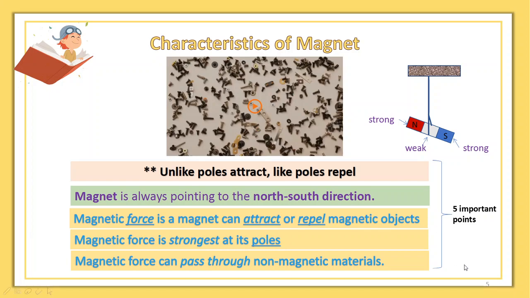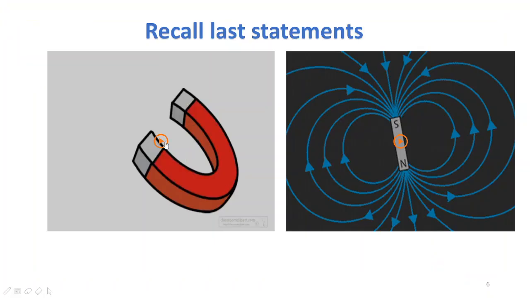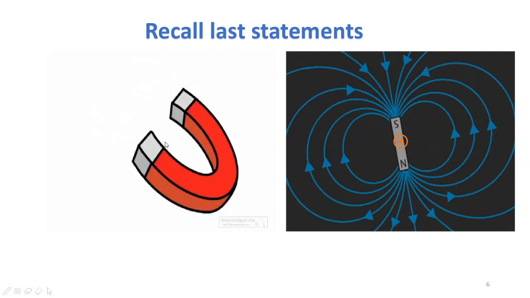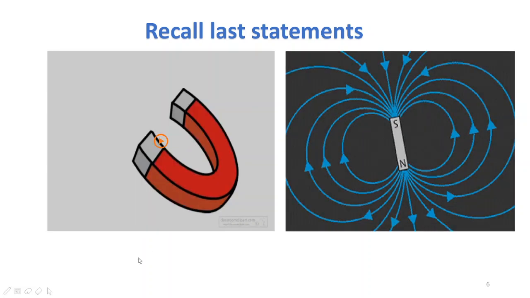Let us look at the first video, see whether can you recall the last few statements mentioned in the last slide. Remember, I say the most important statement is stronger magnetism at, weaker magnetism is located at.